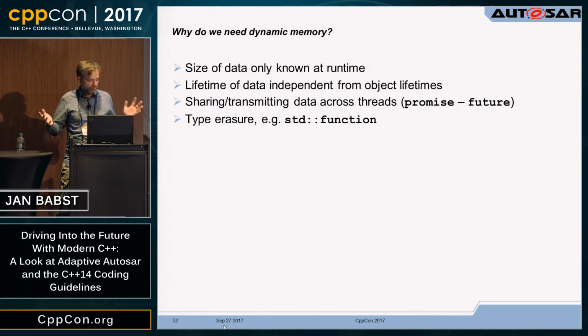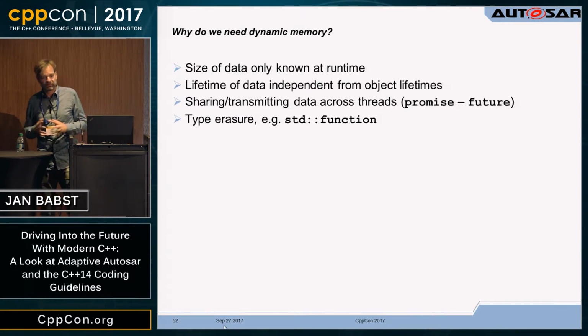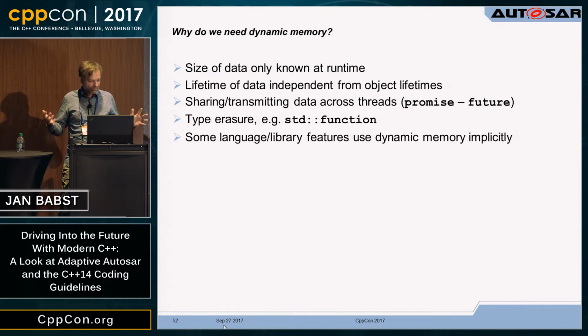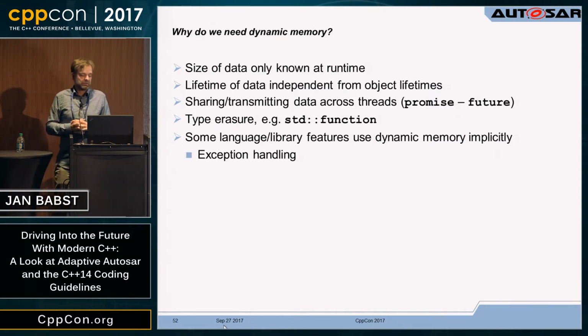You want to employ something like type erasure. That typically requires dynamic memory. std::function has, of course, small object optimization, but in general, it requires dynamic memory allocation. You use library features, or some language features like exceptions. You throw an exception, that typically causes a memory allocation.